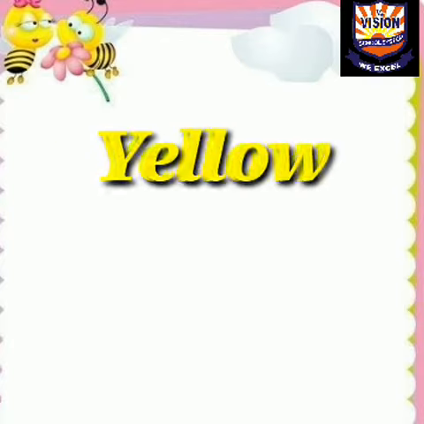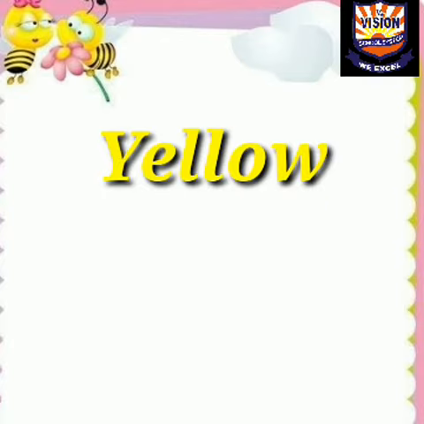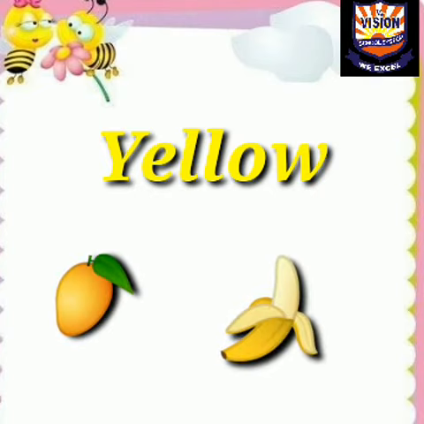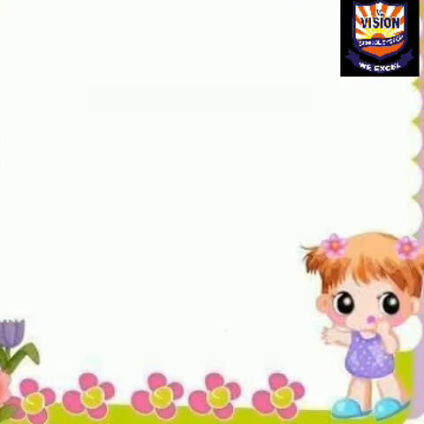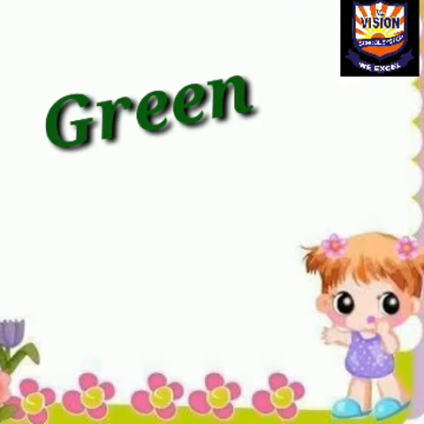Next color is yellow. Y-E-L-L-O-W, yellow. Here are mango and banana. They both have yellow color. Next color is green.